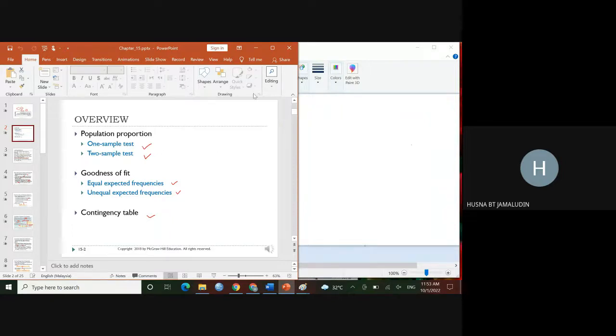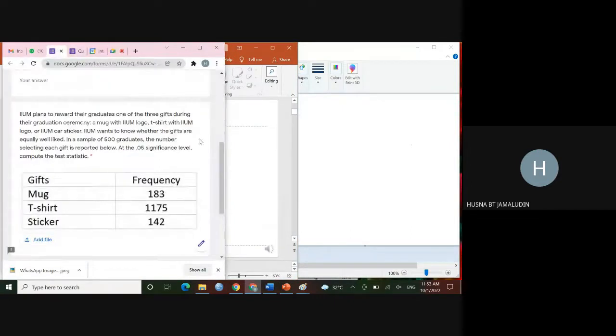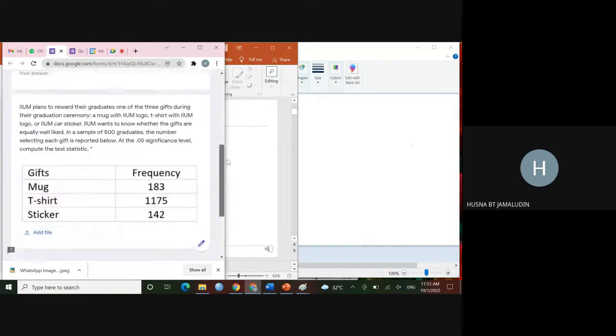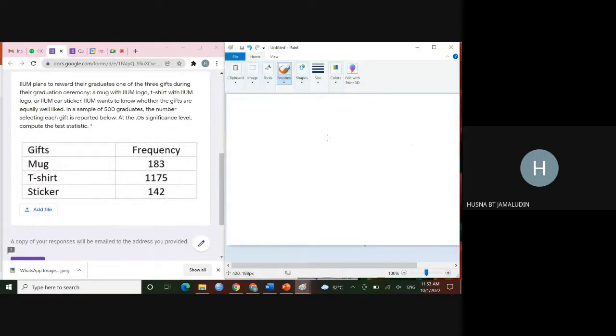So let's look at your question, the one that I have asked. This is section 5. Let's solve this question together, because I'm also not sure about the answer. So let's look at it.